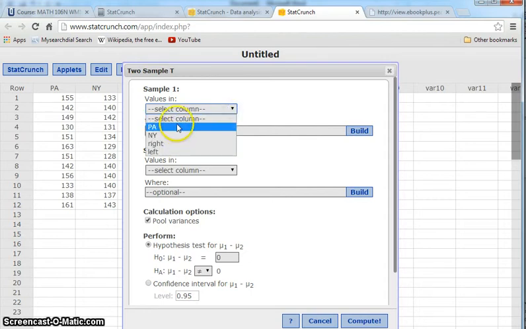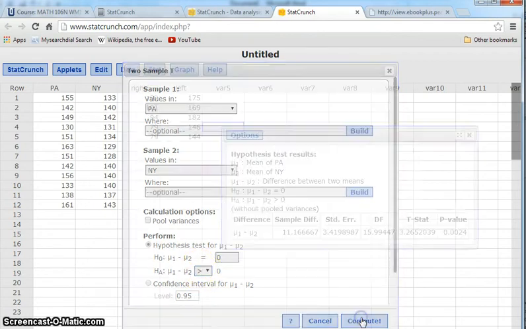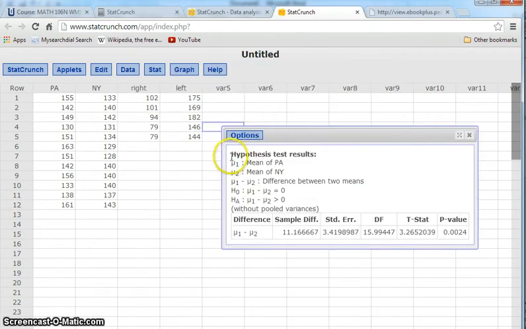And our first sample is Pennsylvania and our second one is New York. Remember, we never want to pool the variances. And for this one, we want to know if Pennsylvania is greater than New York on average, so we'll use the greater than. And when we hit compute, this is our results.